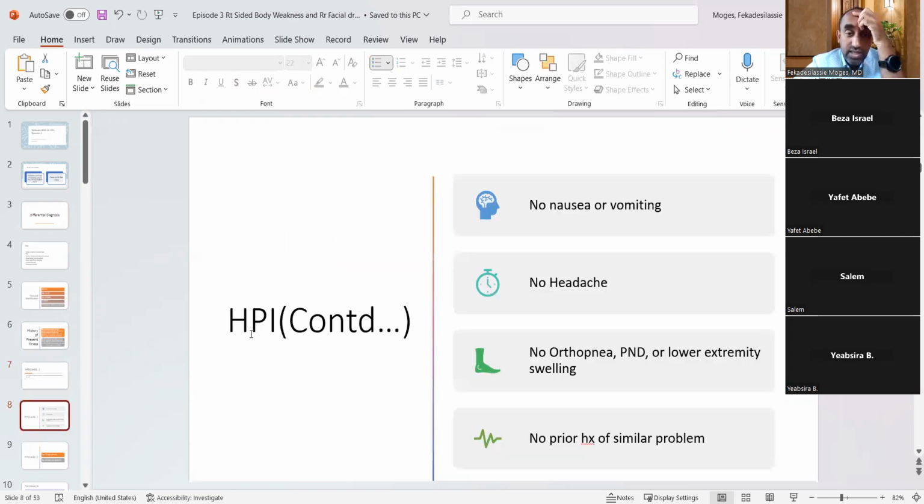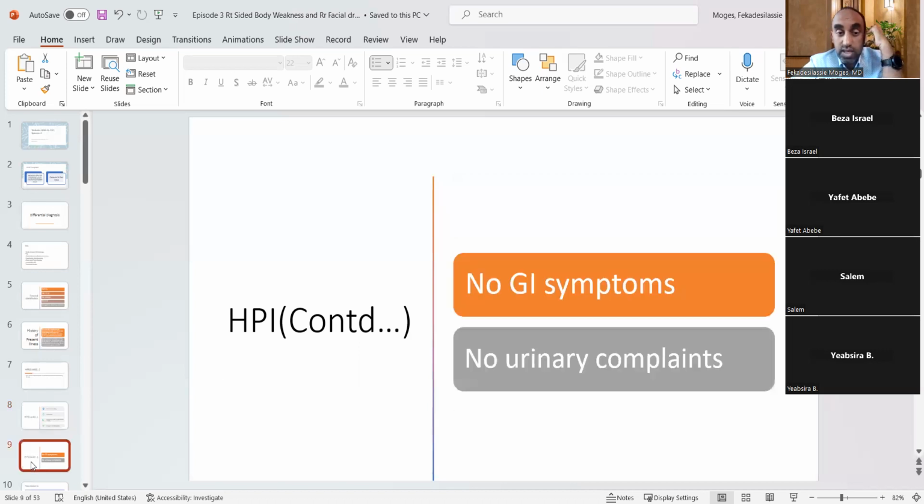Okay. And then the next important part is no nausea, vomiting, no headache, no orthopnea, PND, lower extremity swelling, no prior history of similar problems. So you asked me about palpitation, but you didn't ask further questions about cardiac issues, because somebody with a cardiac issue may present with a stroke. We'll talk about it later. So you have to talk about orthopnea, PND, lower extremity swelling. That is very, very important. You should ask. Okay. No prior history of similar problems. Somebody has asked about it. That's beautiful. Okay, you did it.